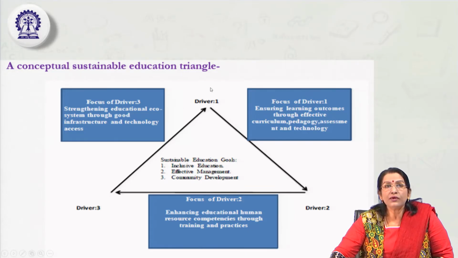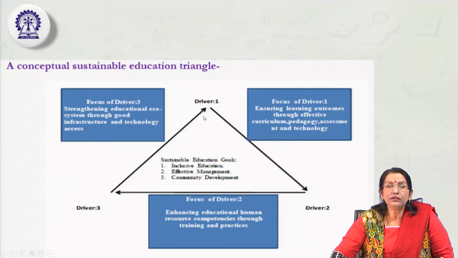So, now these 3 things: driver 1 has its focus, 2 has this focus and 3 has its own. As we have already discussed, when driver 1 interacts with driver 2, both drivers have to ensure this focus is achieved. Similarly, when driver 2 and driver 3 interact, they have to ensure that this objective is fulfilled. And when driver 1 and driver 3 interact, they have to ensure that the goal is achieved, because without financial allocation, without policy instruction, implementation or support, any school, any institution cannot establish a good infrastructure setup or technology access. So, whatever necessary requirements are there.